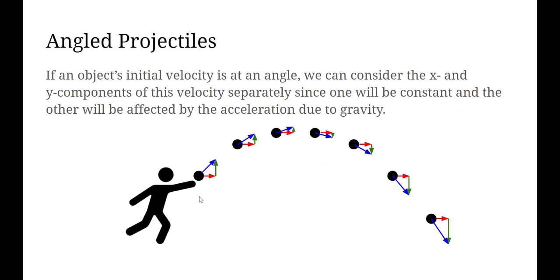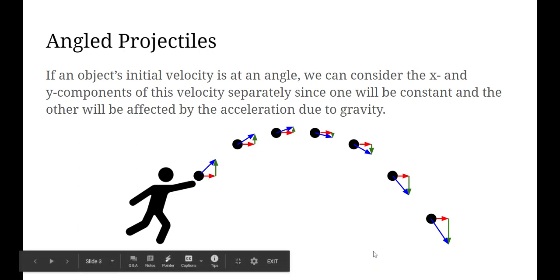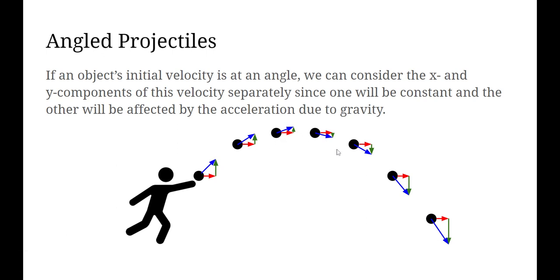Here you'll see that the red component, which is the x component of the ball, stays the same size the entire time because it's moving at a constant velocity in the x direction, but the green arrows, which signify the vertical component of the velocities, first change size and then ultimately change direction because they are affected by gravity since they are vertical. So we've got two example problems.